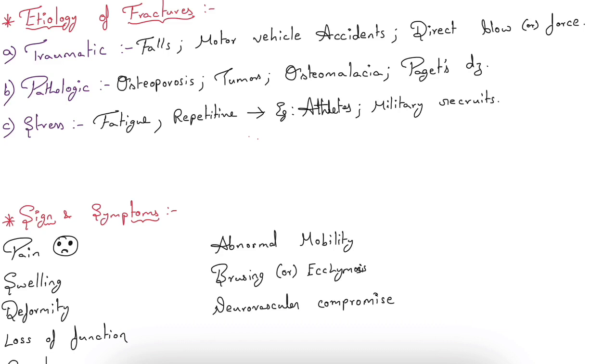Next, pathologic. In pathological conditions we can see osteoporosis, tumors, osteomalacia, or Paget's disease. This type of pathological condition can cause fractures. Third one, stress. Stress means if the bone and muscles are fatigued, then it can cause fractures, and also repetitive movements, which we can see in athletes and military recruits. So because of repetitive movements it can cause stress and fractures.